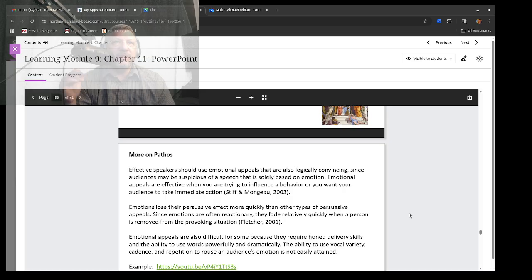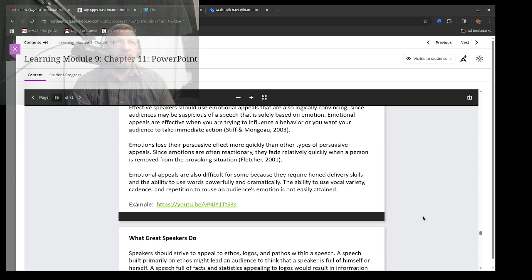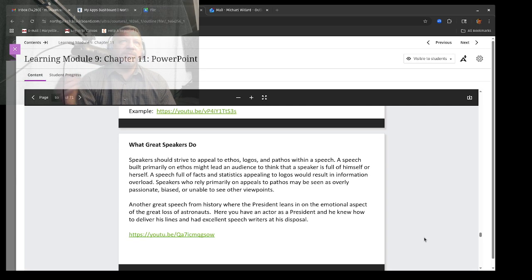We need to think about how emotions lose their persuasive effect more quickly in the persuasive speech appeal, right? That's why it's important to give them good information, good data to work off of, then try to use some emotion. I'll give you an example here. You can watch it, you don't have to. But if you want to learn more, that's why I'm giving you these.